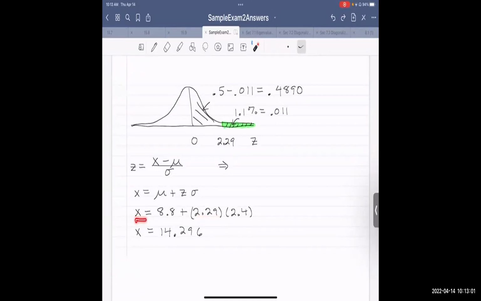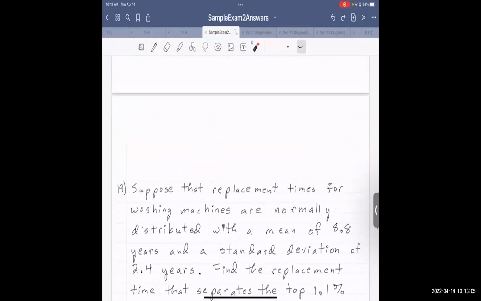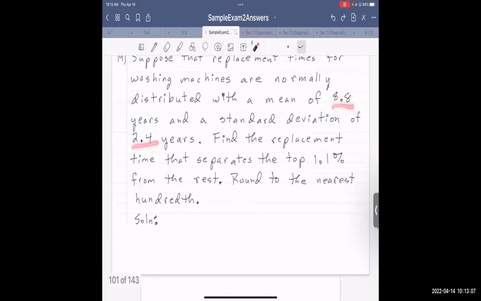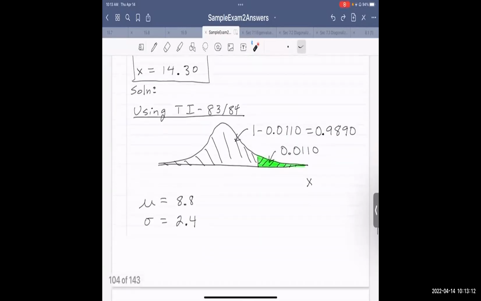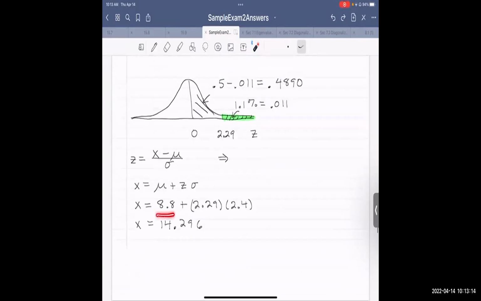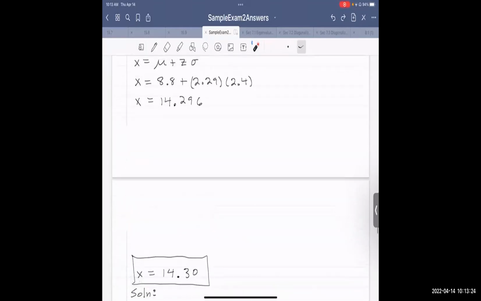I want to figure out the X value, where the mean is 8.8 and the standard deviation is 2.4. Therefore, we get 14.296, which we round to the nearest hundredth, 14.30.